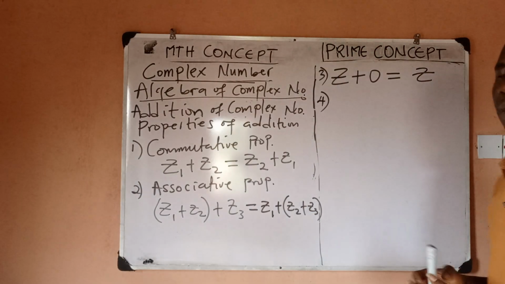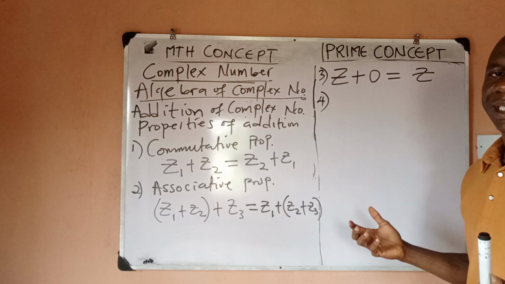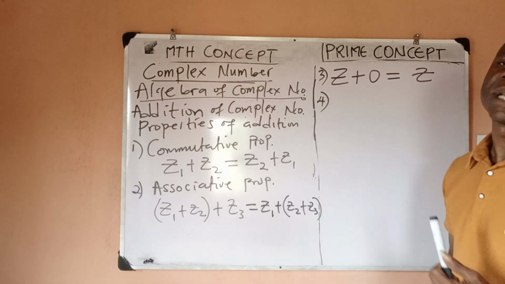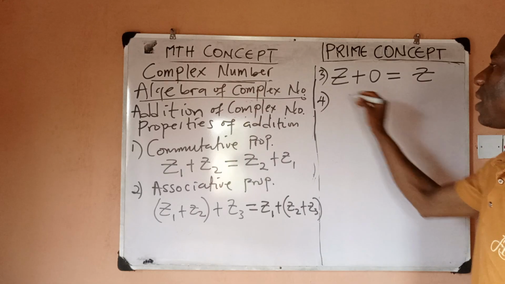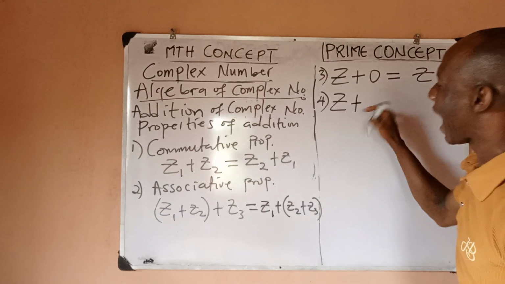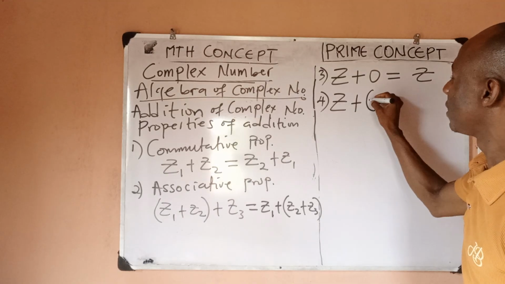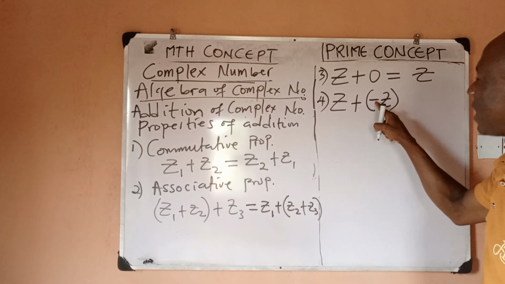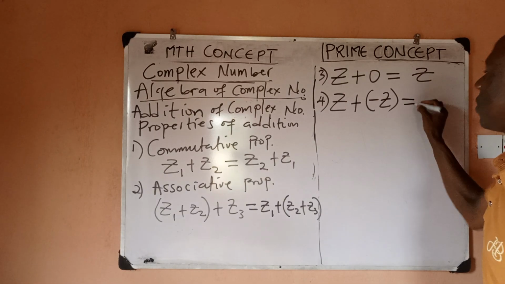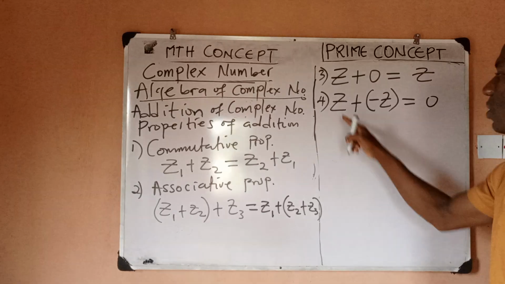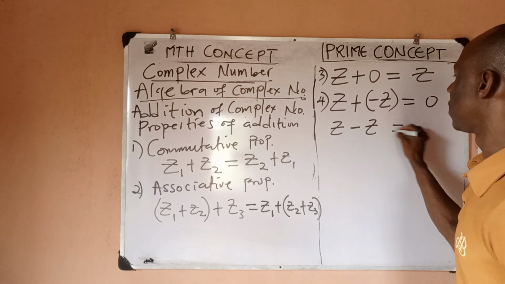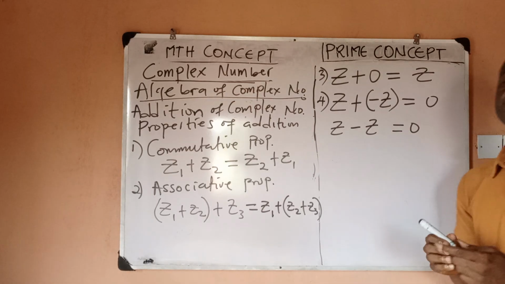Property 4 is the negative of a complex number. If you add the negative of a complex number to the complex number, then it would give you what? 0. So we have a complex number z, and then we are adding its negative to this complex number. If you add the negative of a complex number to the same complex number, this would give us what? 0. So in a short way, z minus z should give me what? 0. The same thing is applicable to real numbers.